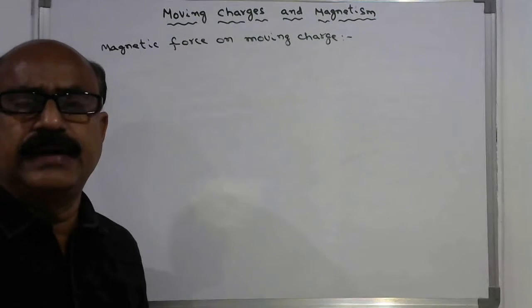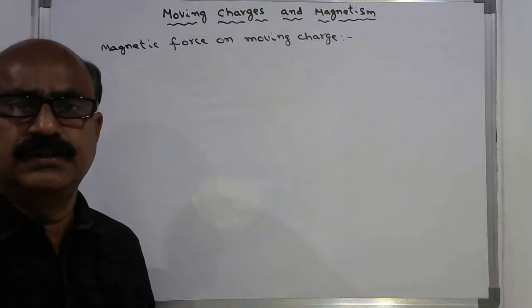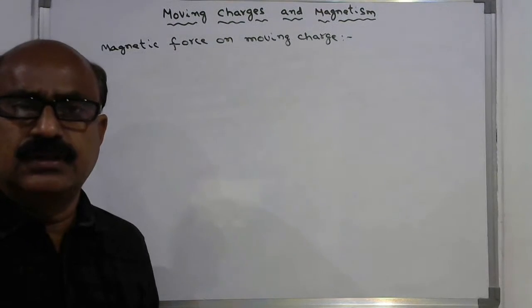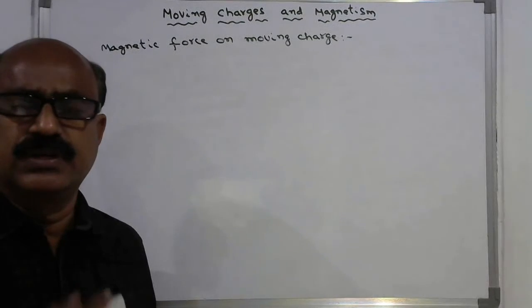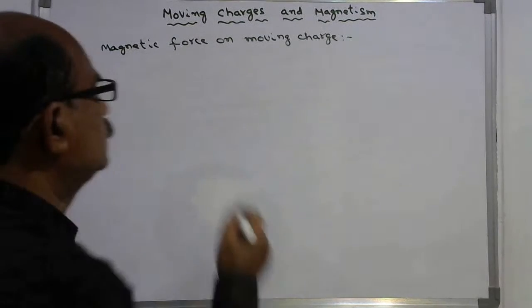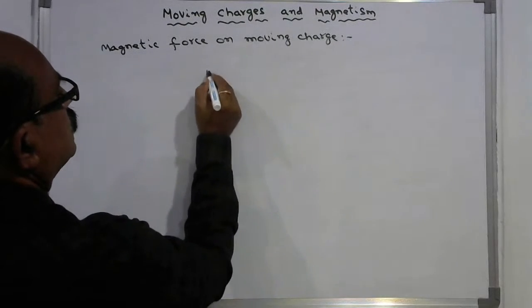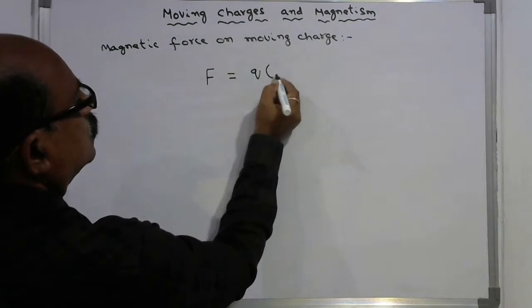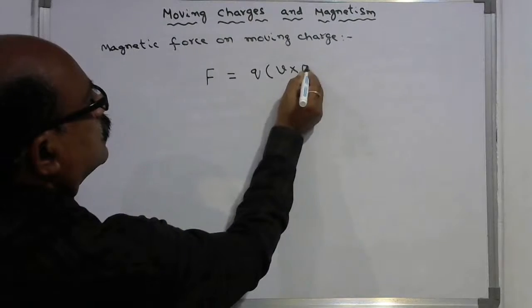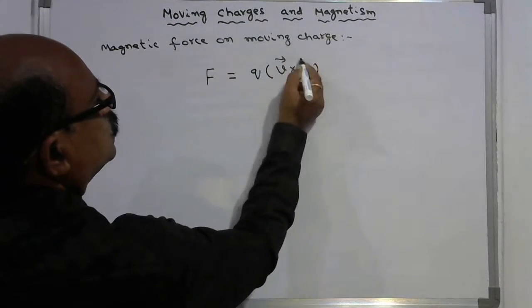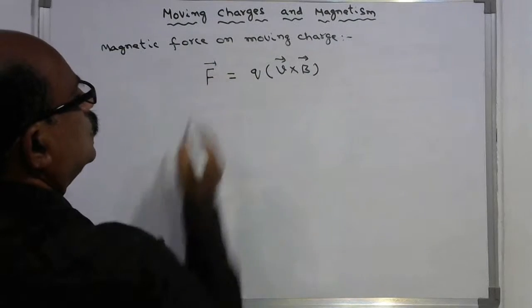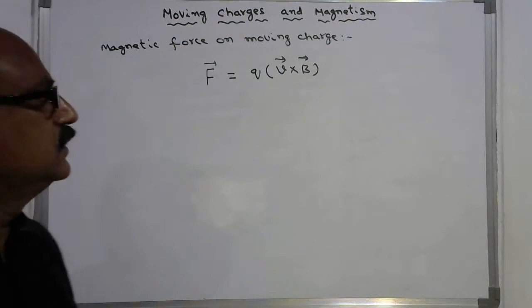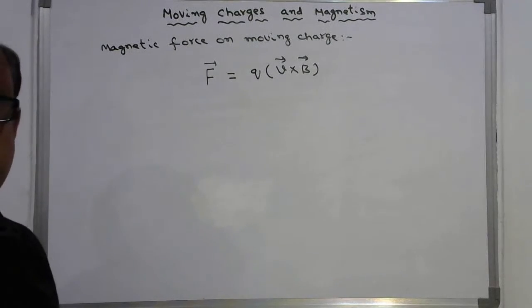Now, let us see the magnetic force on a moving charge. If a charge is moving in a magnetic field, it undergoes deflection, or it is being influenced by a force. So, the force experienced by the moving charge due to the magnetic field is equal to Q into V cross B. This is the cross product of the two vectors, the velocity of the charged particle and the magnetic field.